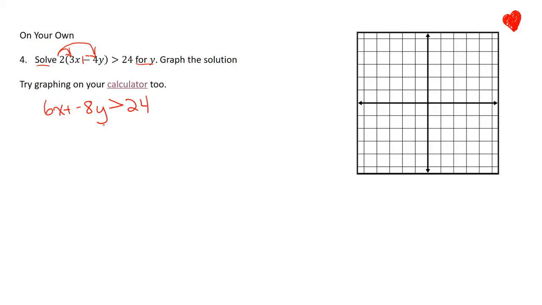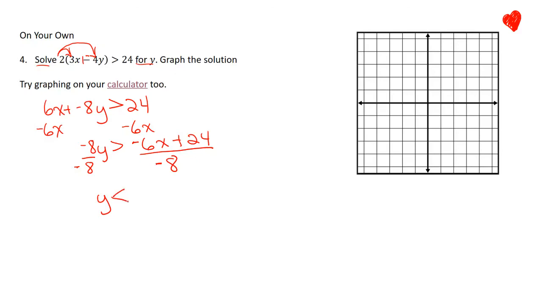So first thing we're going to look for, we want y to be all by itself, but right now there's a 6x added to it. So to undo our adding, we subtract 6x from both sides. So that leaves us with negative 8y is greater than negative 6x plus 24. Now we still have this 8 multiplied to our y, so we need to undo that. So we're going to divide that by negative 8, and we're going to divide this by negative 8. So what's that going to do to our inequality sign? It's going to change it.